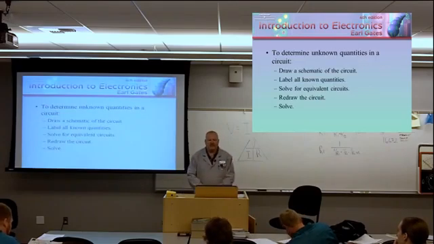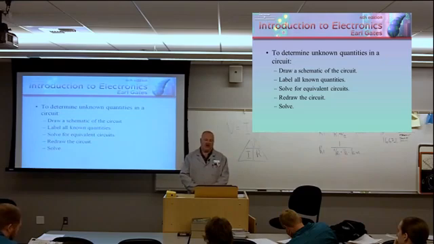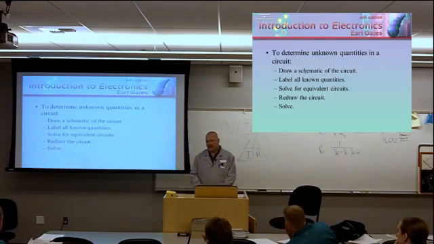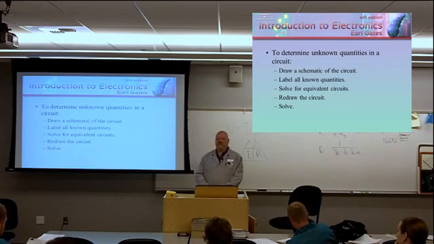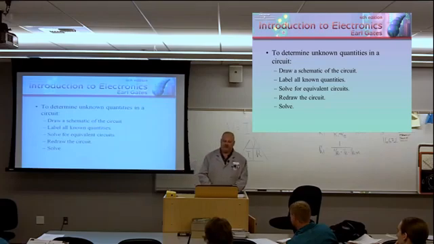To determine unknown quantities in a circuit, you can use this as a checklist. Draw a schematic of the circuit. You've got to start off with a schematic. If one has not been provided to you, you need to draw one, because just troubleshooting circuits off the top of your head doesn't really work well. You've got to be looking at the big picture. Pun intended. Label all known quantities.